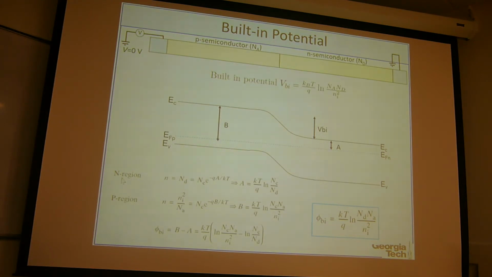Let's look at the N region first. This is what you have done in your homework 1. To get the distance, you will use this equation: electron density equals Nd in the N-type region, and equals Nc times the exponential of Q times this difference A over kT. So you get the difference A, that is EC minus EF, equal to kT over Q times log Nc over Nd. And then you can also get B.